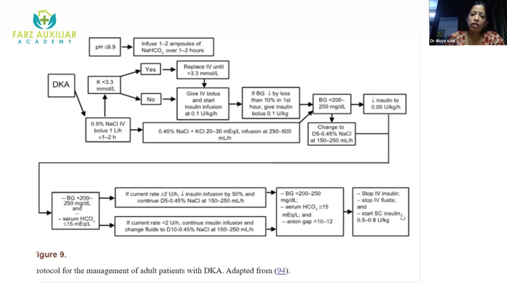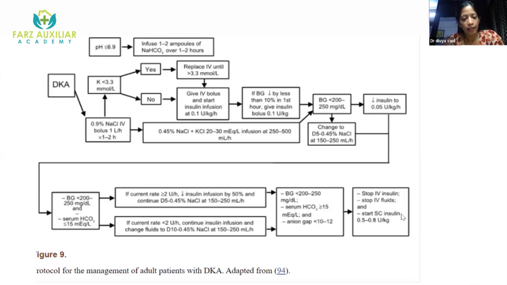Glucose reduction has to be gradual. You do not want a very rapid correction in your sugar levels. The rate at which you want your correction is not more than 50 to 70 milligrams per deciliter per hour of sugar. So once your sugar has come to 200, 250, you reduce your insulin rate. From 0.1, you come down to 0.05 units, when you change over your fluid also to half DNS.